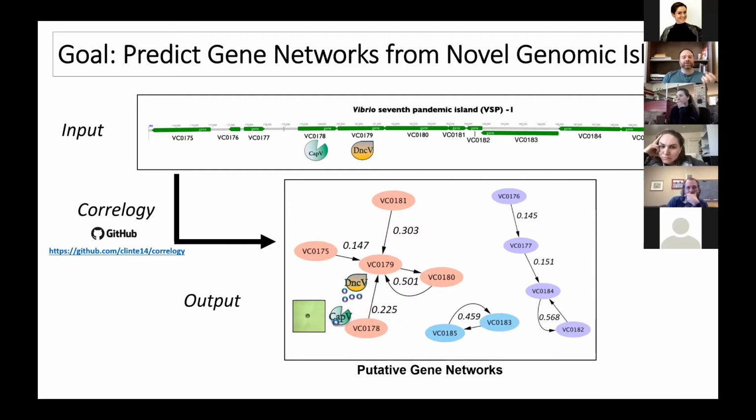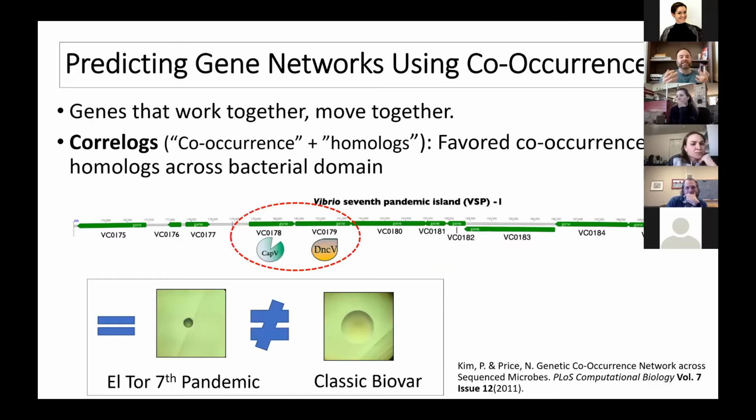So how do we do this? How do we go from a set of genes just in a row in a genomic island to a visualization of putative gene networks? Well, the idea is that we use co-occurrence across the bacterial domain. So the idea is that genes that work together move together. So for example, again, looking back at VSP1, the genes that encode these two proteins, CAPV and DNCV, homologs of those are going to be found at a much higher frequency co-occurring together than they would be with genes that are not in that gene network.